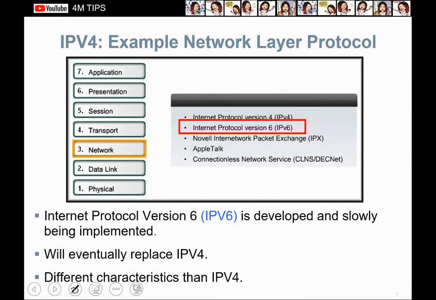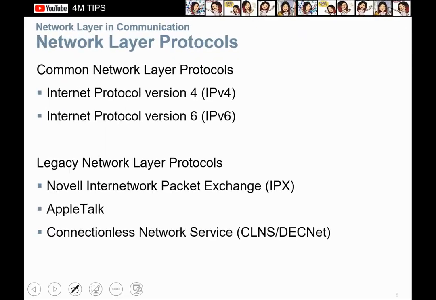And Internet Protocol version 6 is developed and slowly being implemented. It will eventually replace IPv4 due to the limitation of the shortage of IPv4 addresses. And IPv6 will have different characteristics compared with IPv4. So in the whole chapters I'm going to explain about IPv4 and also IPv6. That will be our focus for today. Whereas for the legacy network layer protocols such as Novell's and AppleTalk for the Macintosh operating systems, we have the connectionless network services, and so on.